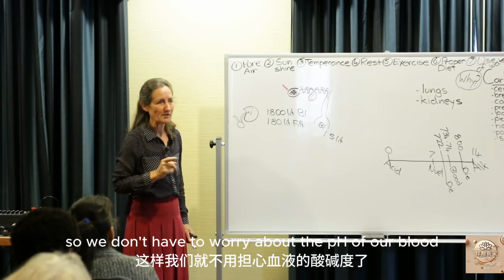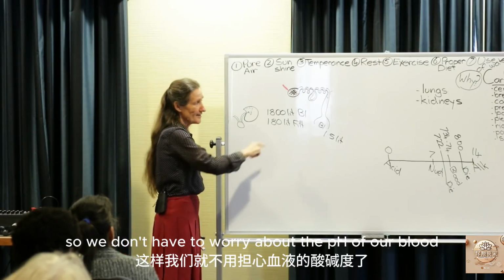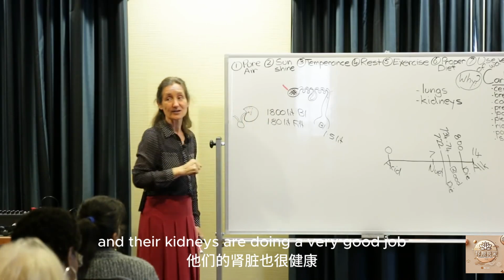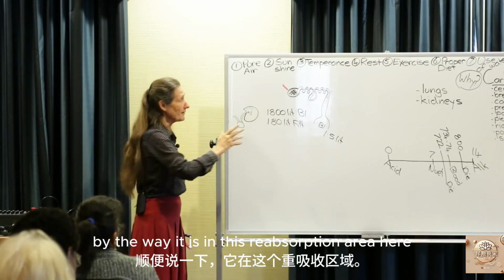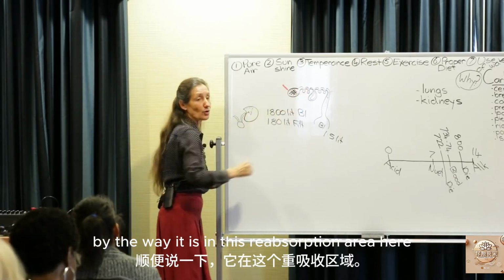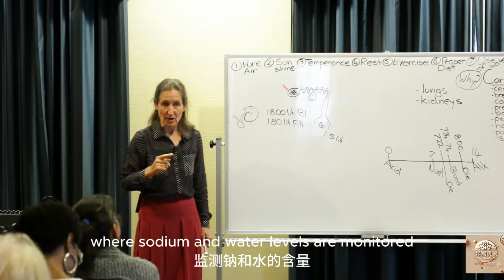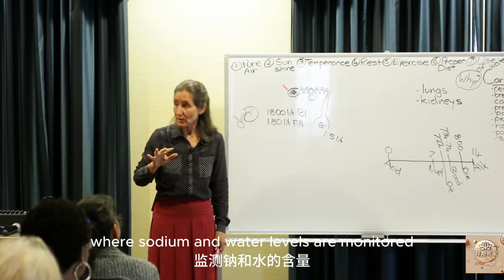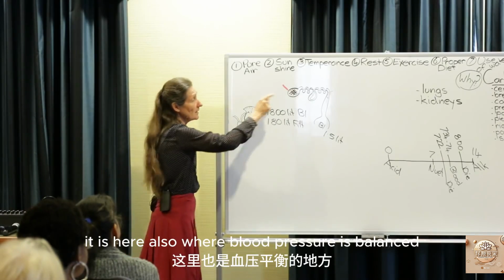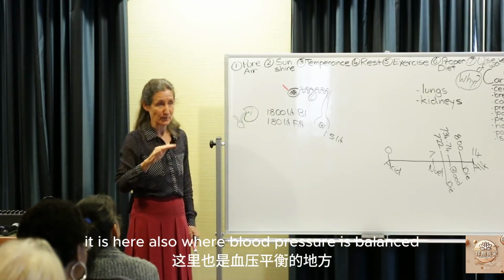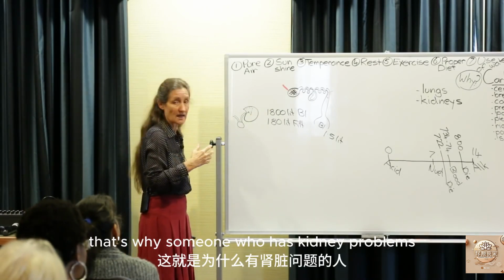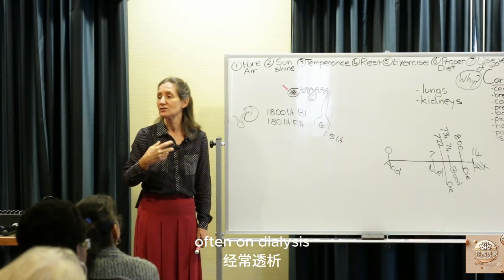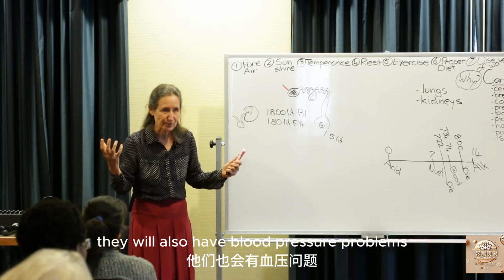So we don't have to worry about the pH of our blood because our lungs and our kidneys are doing a very good job. By the way, it is in this reabsorption area here where sodium and water levels are monitored and balanced. It is here also where blood pressure is balanced. That's why someone who has kidney problems, often on dialysis, they will also have blood pressure problems.